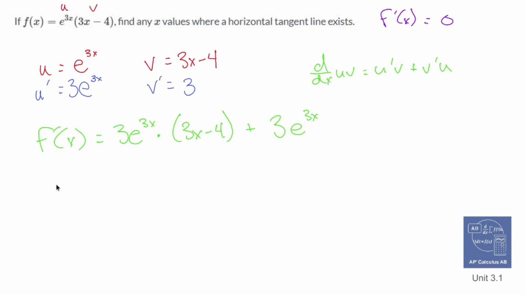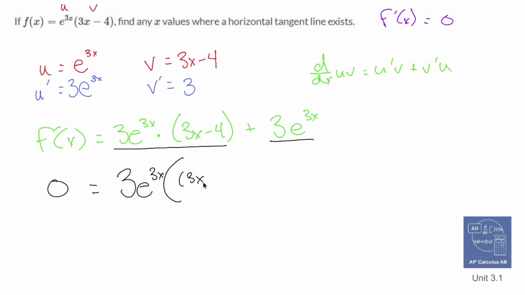All right, I need to now set this equal to 0. I have two terms here, and in both of these, I have 3 e to the 3x in common. So I'm going to pull out 3 e to the 3x out of both of them. When I do that, I am left with 3x minus 4, and since for this guy I completely pulled a 3 e to the 3x out of the whole thing, plus 1. So that's going to equal 3 e to the 3x times 3x minus 4 plus 1. That parentheses is useless. Minus 4 plus 1 is minus 3.